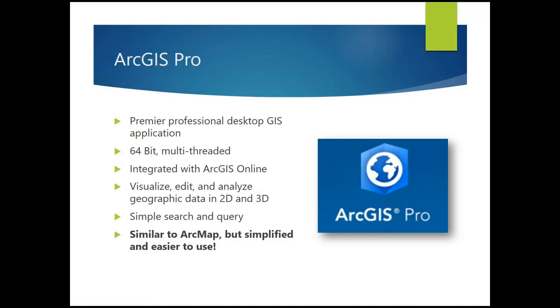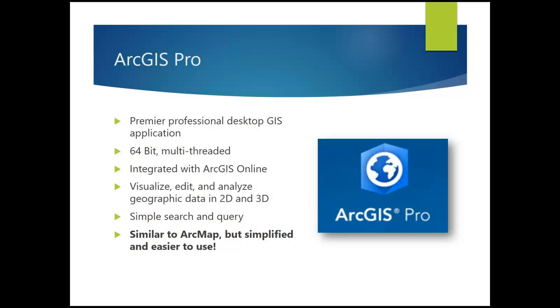An example would be in the table of contents. If you have several layers in your table of contents and you are searching for a specific layer but can't find it, there is now an embedded search bar in your table of contents where you can search for that layer rather than having to manually look for it yourself. ArcGIS Pro is very similar to ArcMap, but it's much more simplified and easier to use.